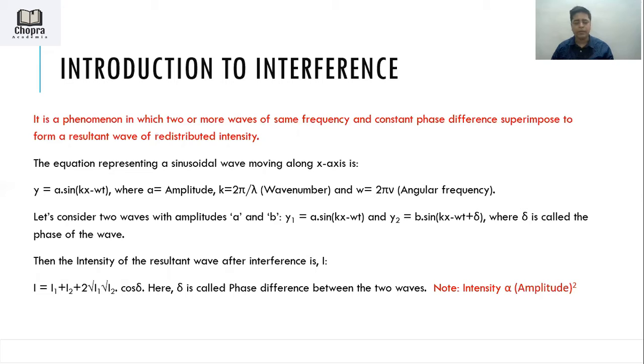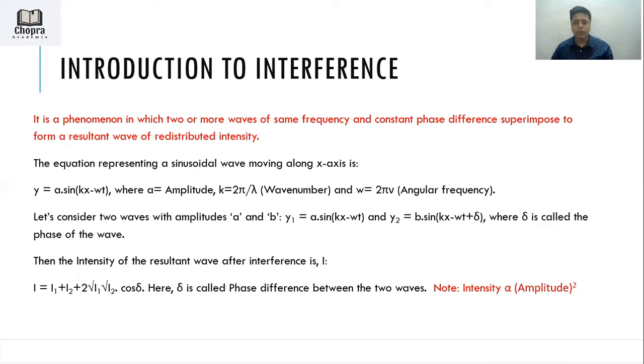So the intensity of the resultant wave, which we all are aware of, is given as I equals I1 plus I2 plus 2 root of I1 I2 cos delta. Now in this case, because one of the waves has zero phase and the other has delta, the phase difference is the term which is small delta. Here also you should note that intensity is proportional to the amplitude square.